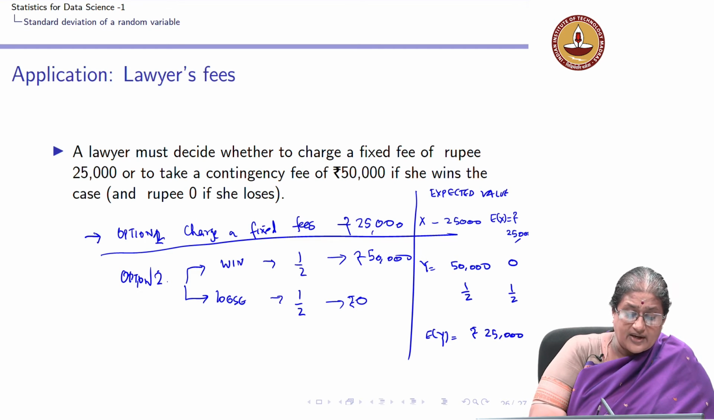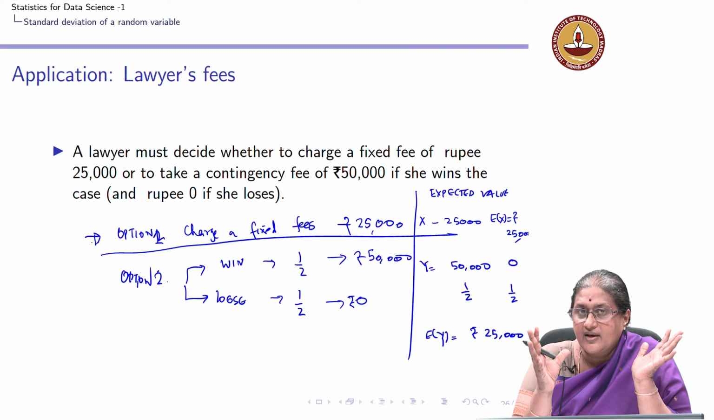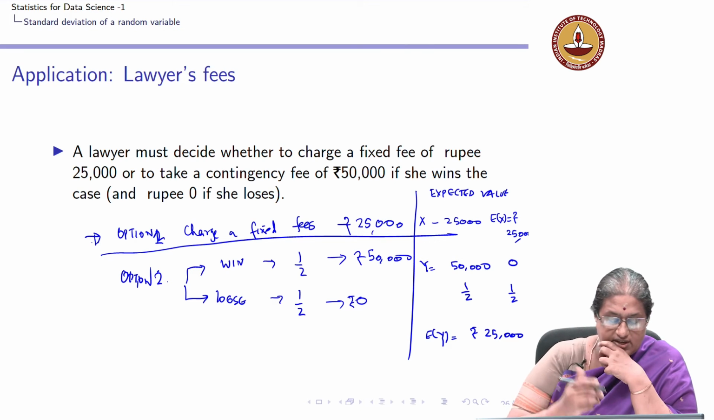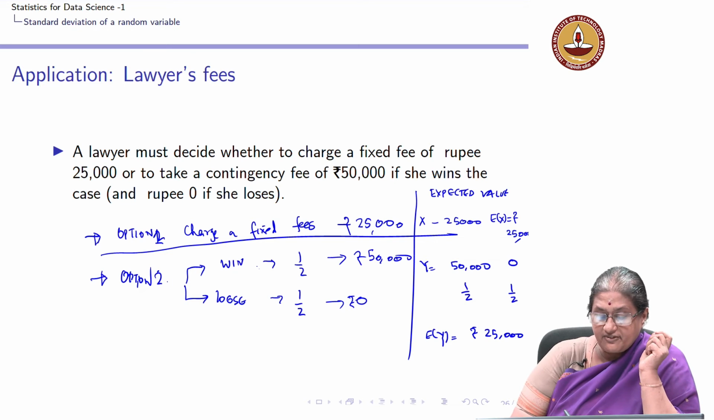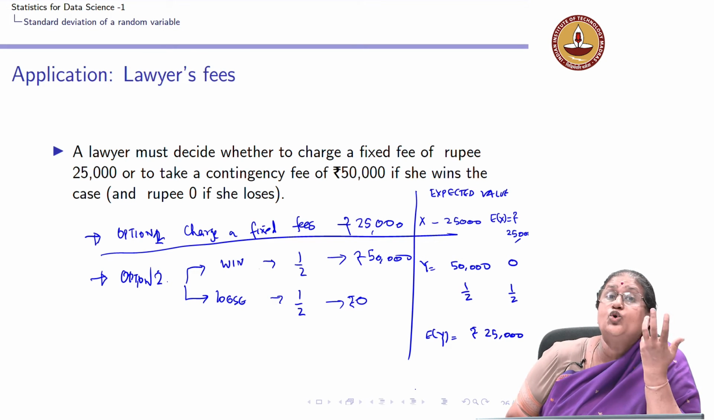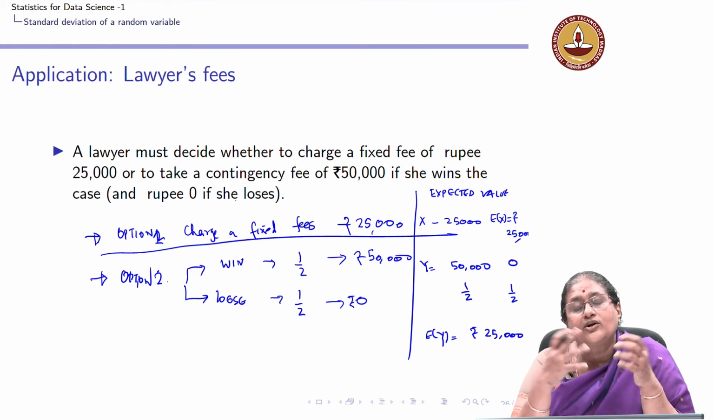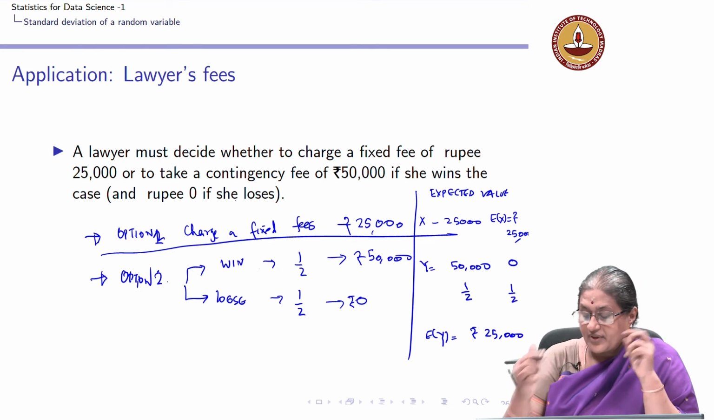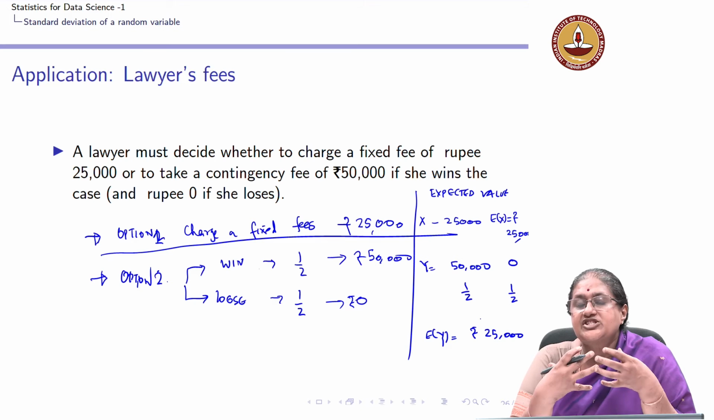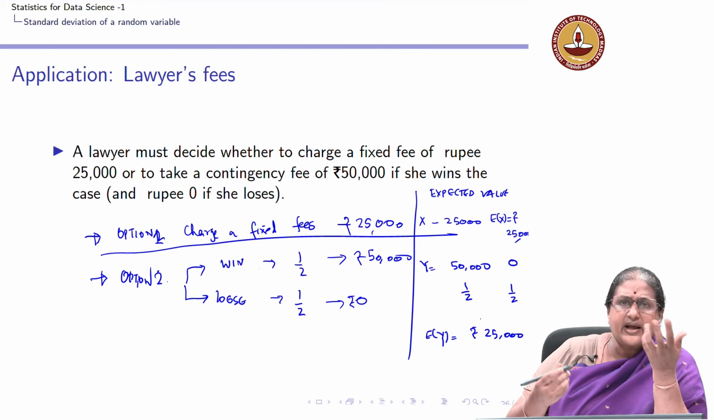Whereas option 1 always gives me 25,000 surely, whether I win or lose, option 2 gives me a high return if I win and I could lose money. That is, I don't get anything at all if I lose. So there's a risk of me not getting anything at all. The expected value does not reflect this risk. So how can I compute that?